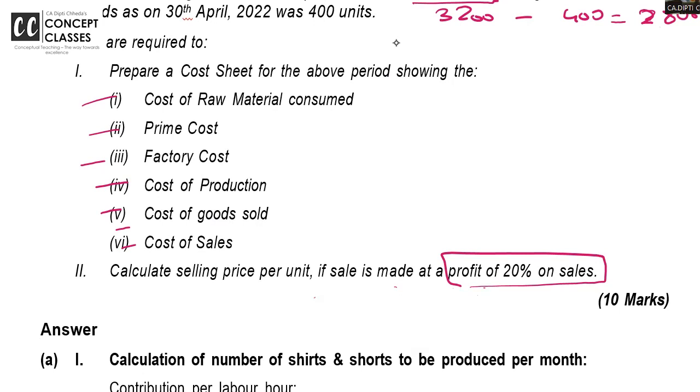Very good. All the others should also answer. Join with your actual name, so that we know. Very good. Profit is 20% of sales. Can I take sales as 100? Whatever the percentage is on, take that as 100. Profit is 20. Cost is 80. That's what we have to do.